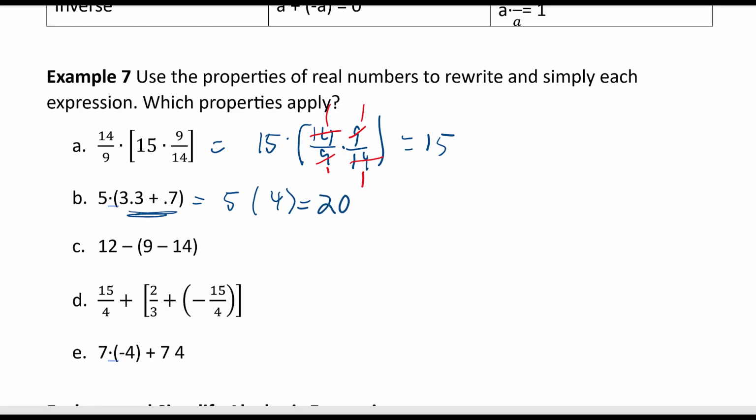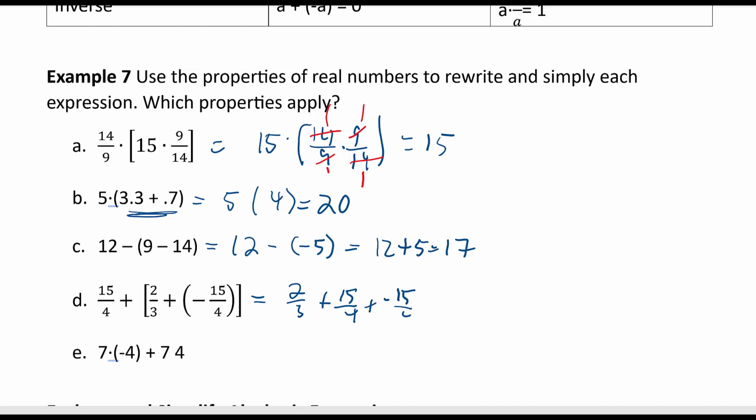And here we have 12 minus 9 minus 14. So we can, I don't know, the change in the association here makes a big difference. 9 minus 14 is negative 5. 12 minus negative 5. Double negative gives us 12 plus 5, which is 17. 15 fourths plus 2/3 plus negative 15 fourths. If you reassociate this, you can have 2/3 plus 15 fourths plus negative 15 fourths, so that these subtract out and you're left with 2/3.